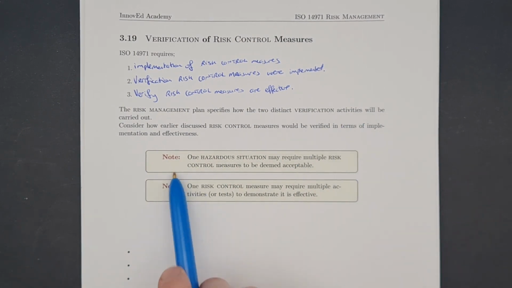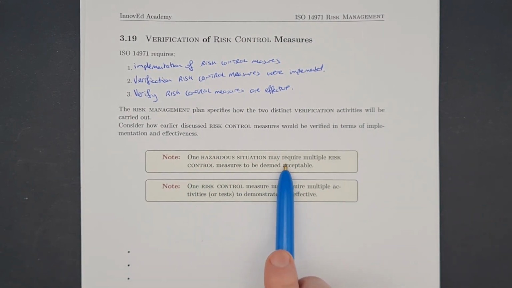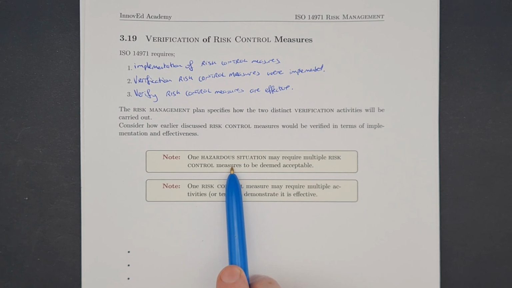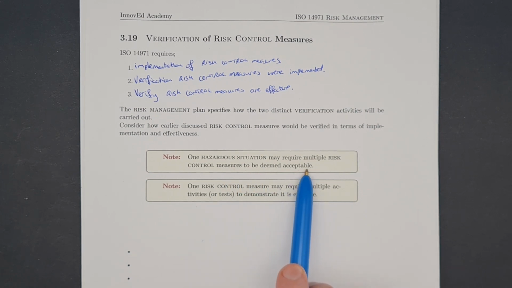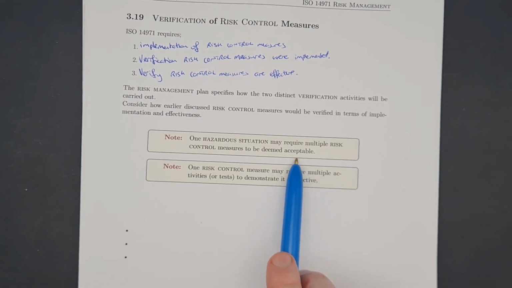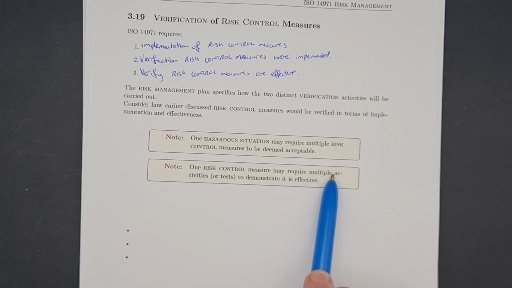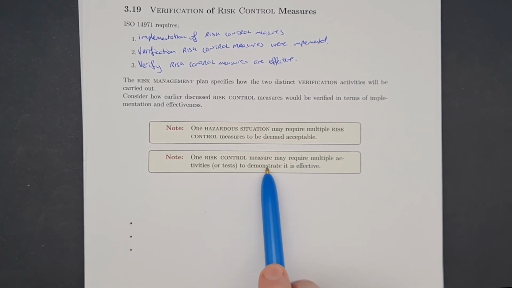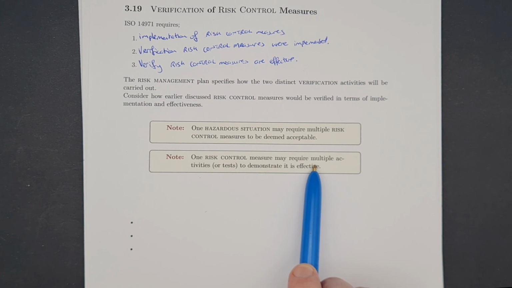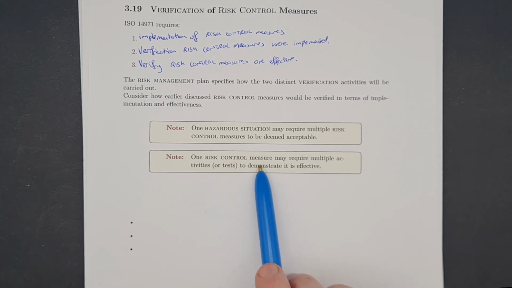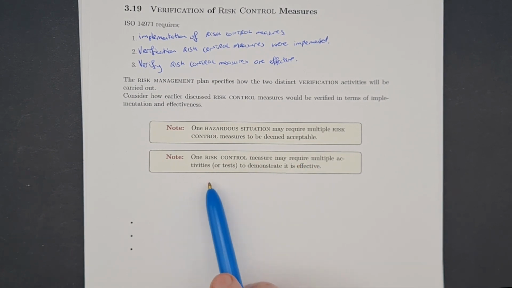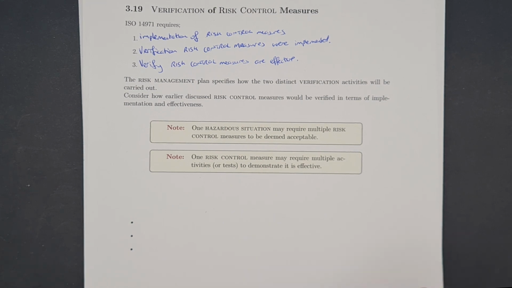And we have two notes here. Note number one: a hazardous situation may require multiple risk control measures to be deemed acceptable. Generally, we'll try to introduce as many risk control measures as we can. And note number two is that one risk control measure may require multiple activities or tests to demonstrate that it is in fact effective. So it's not a one-to-one relationship. One hazard can turn into many risks, can turn into many risk controls, can turn into many tests, etc. And one risk control can be used to mitigate many hazards as well.